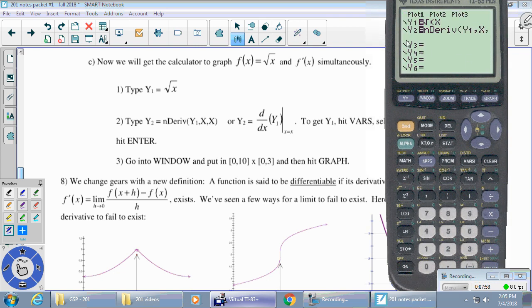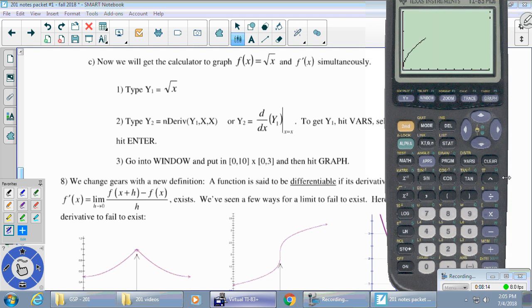Now here's where I would normally put the number, but I don't want it to just do the derivative at a specific number. I want it to do it at a general x. Okay, and then we'll go into the window. It says here 0 to 10 is a good window, and then 0 to 3. So let's do that, and we hit graph.